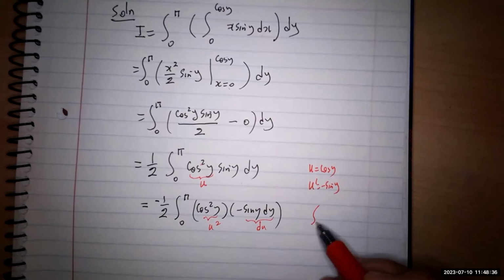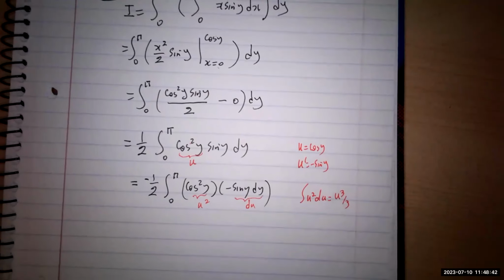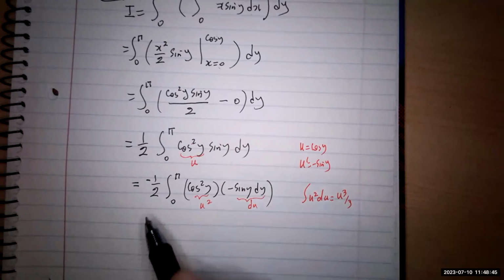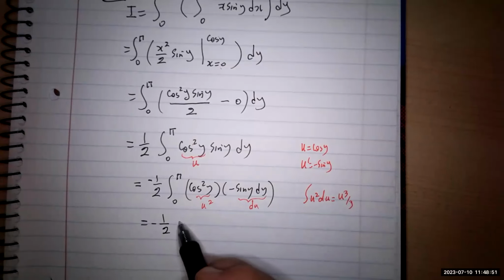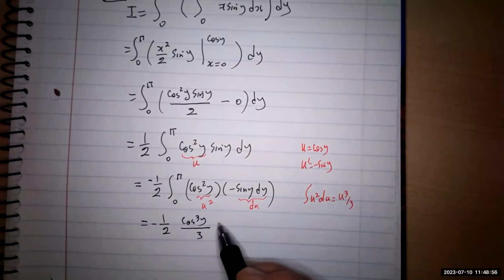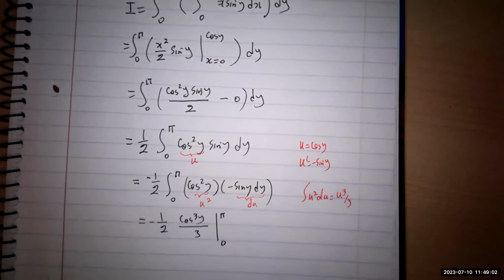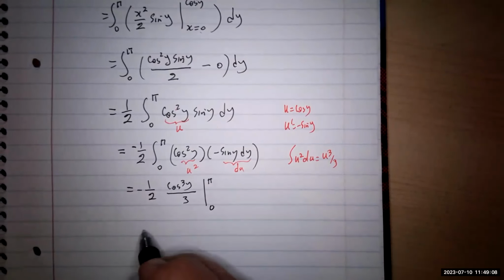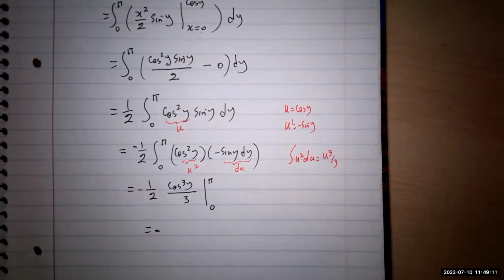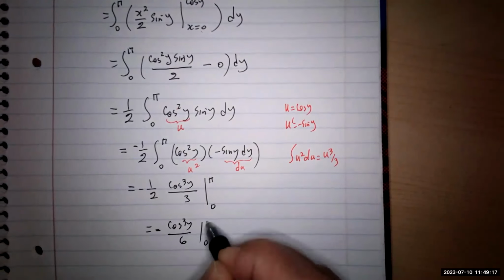So we're simply integrating u squared du, which is going to be u cubed over 3. Okay, any question? So it's going to be negative 1/2 as before, but you have the u cubed, which is going to be cosine cubed of y divided by 3, going from 0 to pi for the y. Negative 1/2 times a third would be a negative 1/6. So that gives you negative cosine cubed of y over 6, going from 0 to pi.